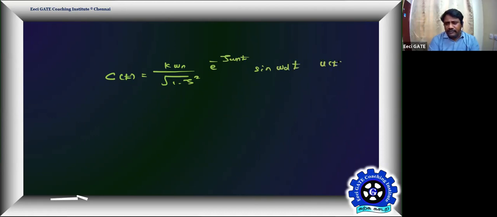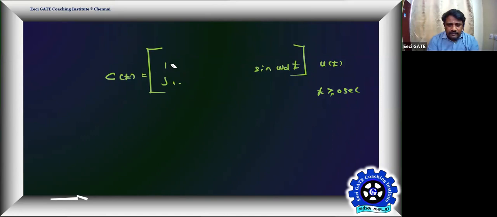Namesake into u of t, you can say. Okay, that means the response is valid for t greater than or equal to 0 seconds. Can you plot the response? To make sense, let me write this way: e power minus zeta omega n t into k omega n by root of 1 minus zeta square.